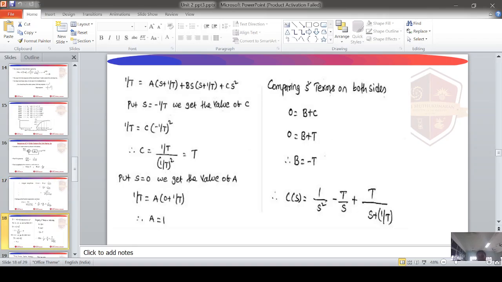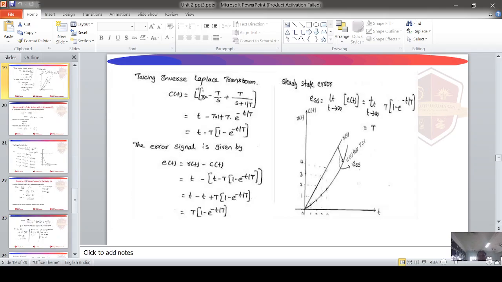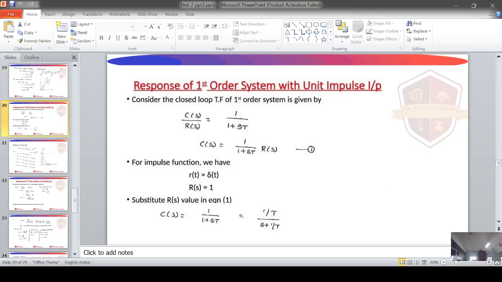Then taking partial fraction expansion, we introduce the three variables and find the residues A, B, C. Then we get c of t equal to t minus T into 1 minus e power minus t divided by T. Then we apply this for t from 0 to infinity to get the response in the time domain.